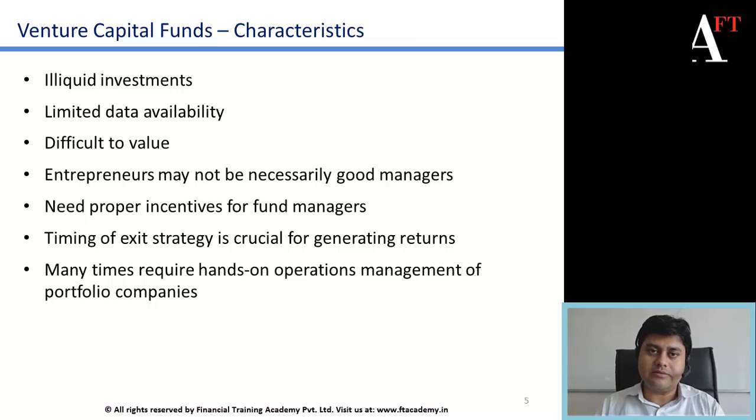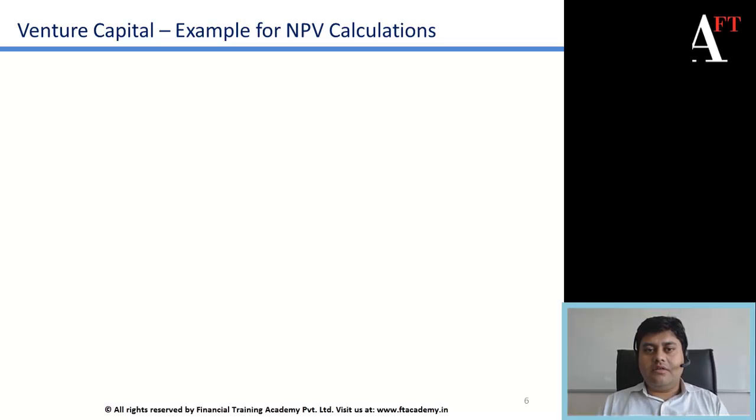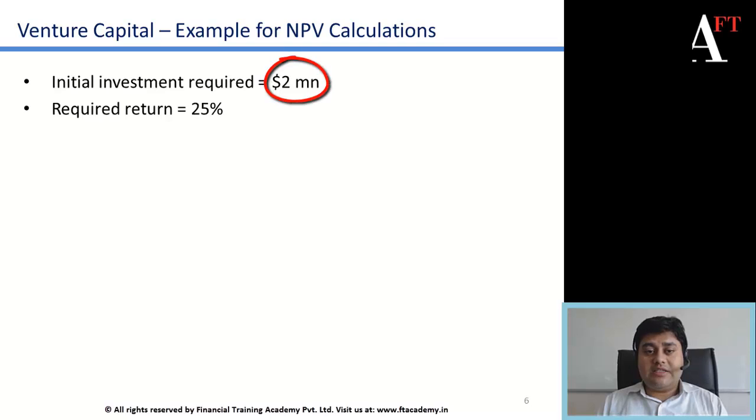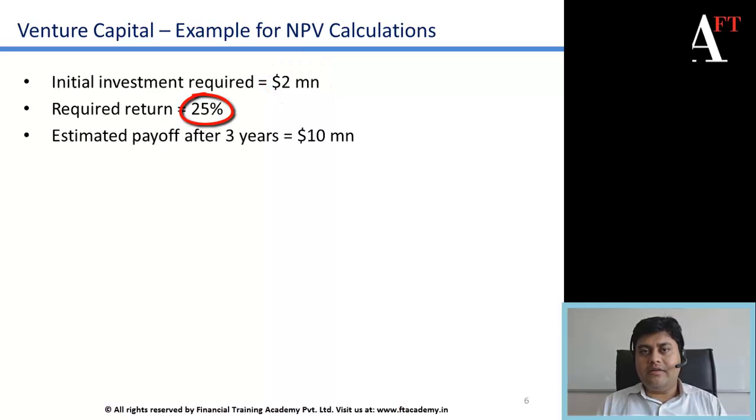Let's look at an example of VC valuation. Say, for example, we are evaluating a company to be invested in, which requires an initial investment of around $2 million. The VC fund has set the required return at 25%, and it estimates that after 3 years, the investment can be exited at $10 million. So the estimated payoff after 3 years is $10 million.